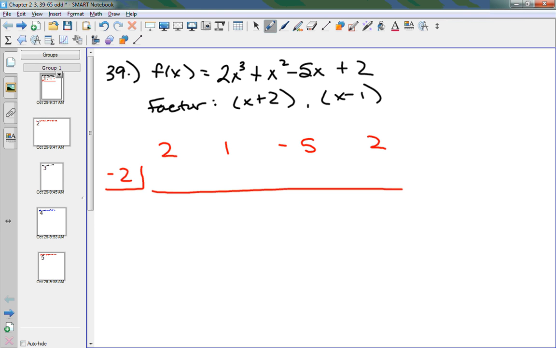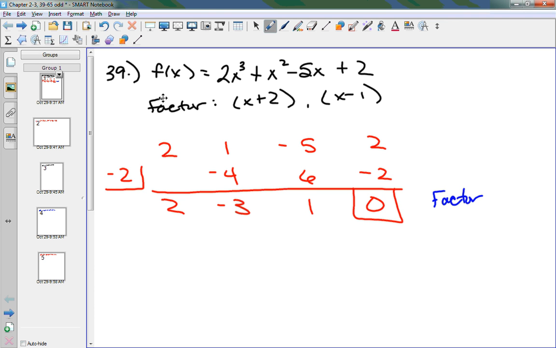All right, so we're going to go ahead and do synthetic division here. So I drop down the 2. 2 times -2 gives me -4, plus 1 gives me -3. Multiply on the diagonal gives me 6, minus 5 gives me 1. Multiply on the diagonal gives me -2. This gives me a 0. What does that 0 indicate again? That this is going to be a factor. I have proven that it is a factor because I got a remainder of 0.